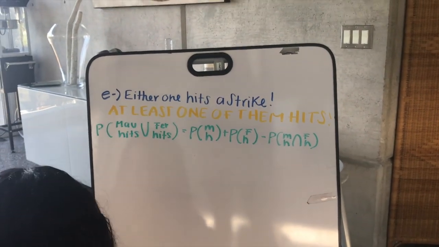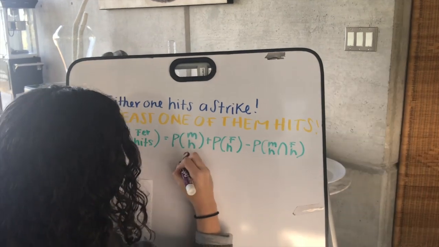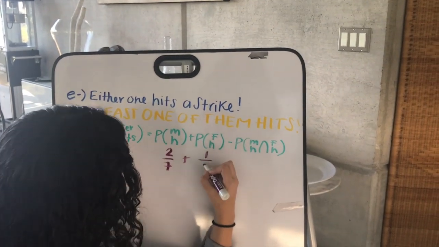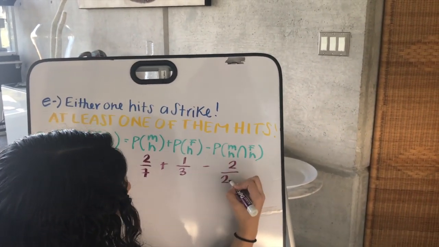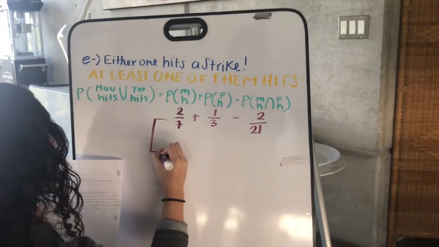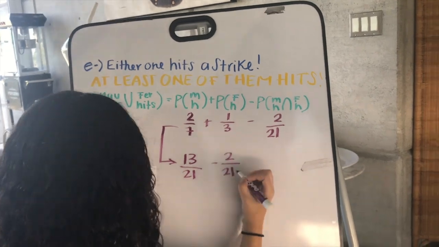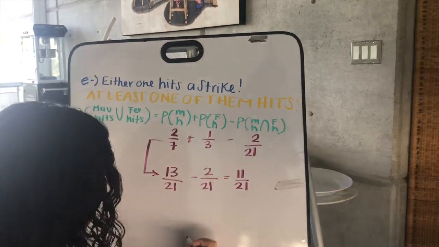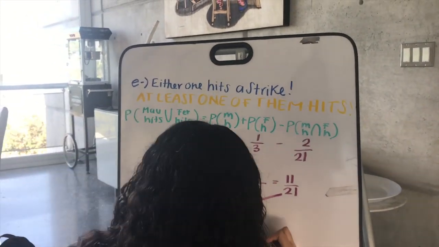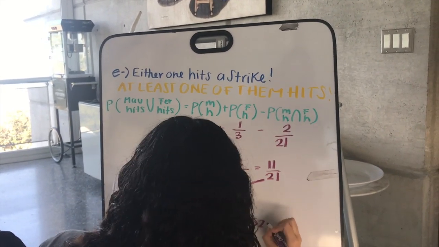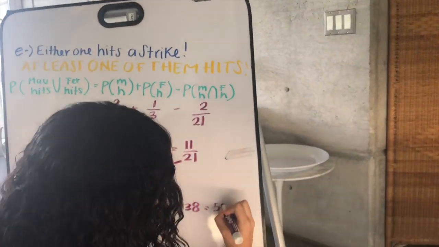It is going to give us 2/7 plus 1/3 minus 2/21. It'll give us 13/21 minus 2 over 21, which will be 11 over 21, which multiplied by 100 is 52.38%.